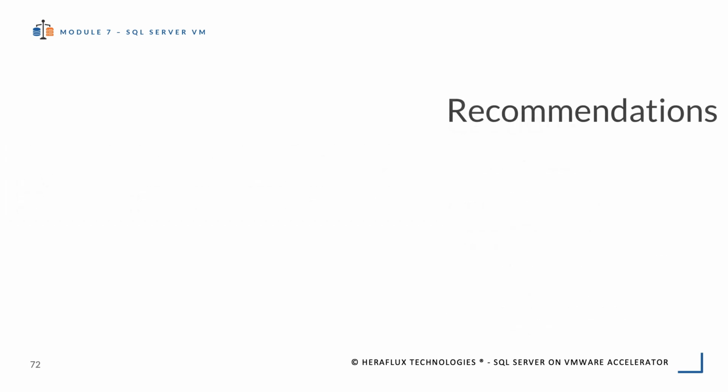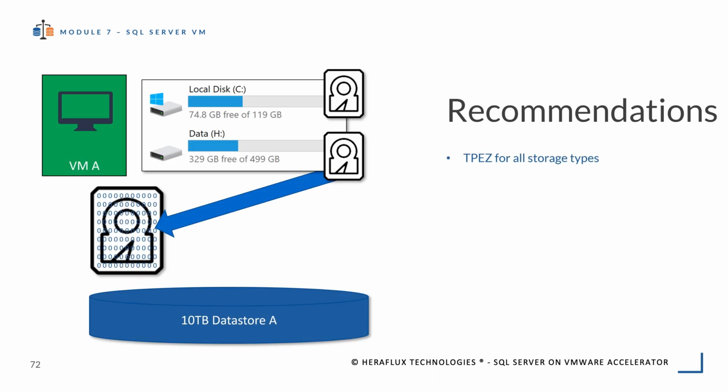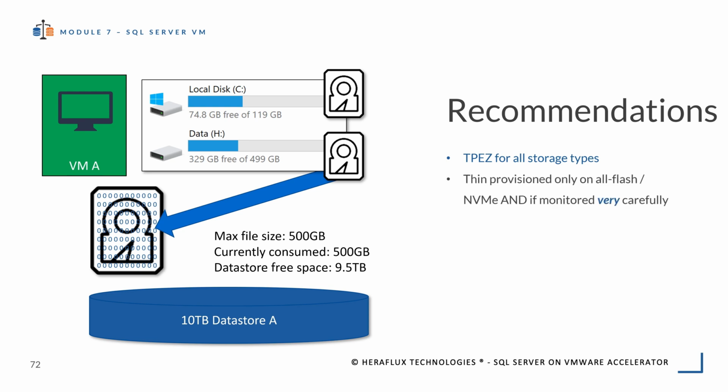My recommendations are that all production SQL servers have thick provisioned eager zero disks connected to them. If they must be thin provisioned, I only think about this if the underlying storage is either flash or NVMe, and if it's monitored and managed incredibly carefully. There's still a tiny amount of performance overhead when compared to thick provisioned eager zeroed, but on a very fast storage subsystem, this is usually barely even measurable.